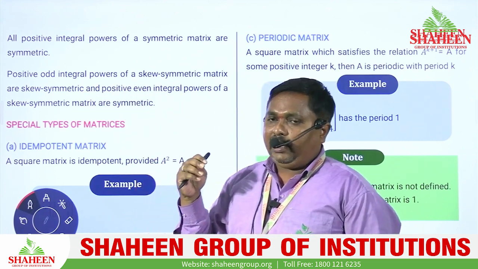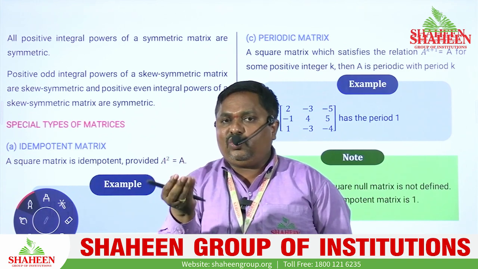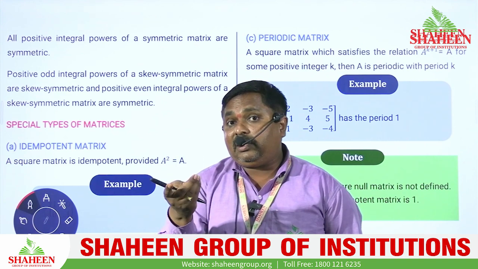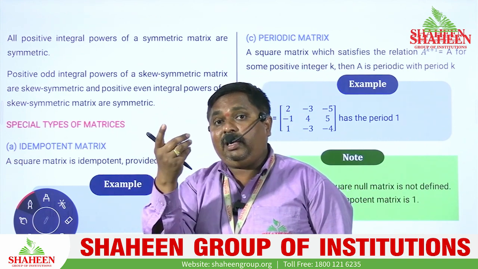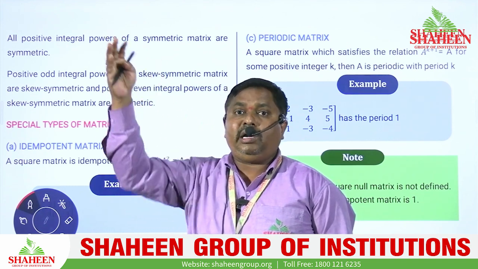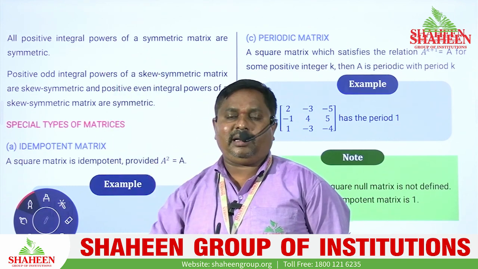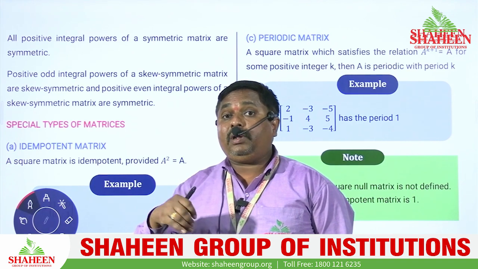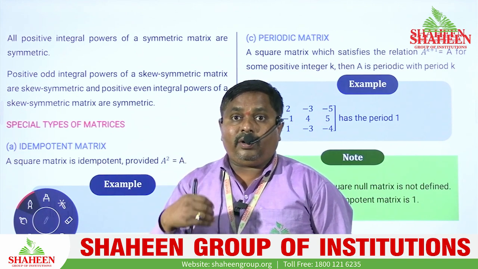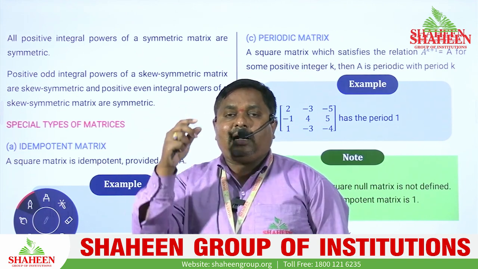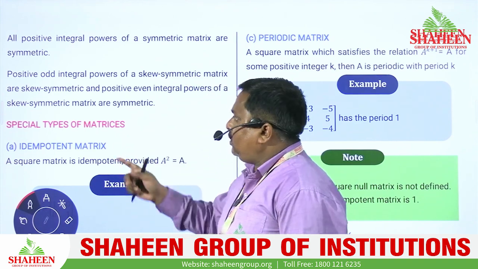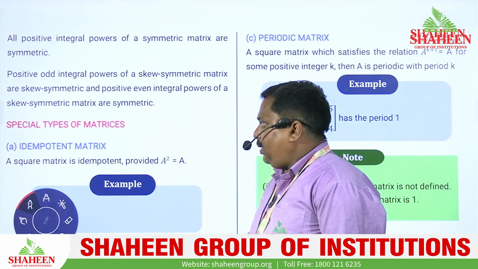that is, A is a skew symmetric matrix, then A power 1 is skew symmetric, A power 3 is skew symmetric, A power 5 is skew symmetric, A power 7 is skew symmetric. If the power is an odd number, then it remains skew symmetric. If the power is even, that is A square, A power 4, A power 6, A power 8, if the power is an even number, then the resulting matrix is a symmetric matrix.